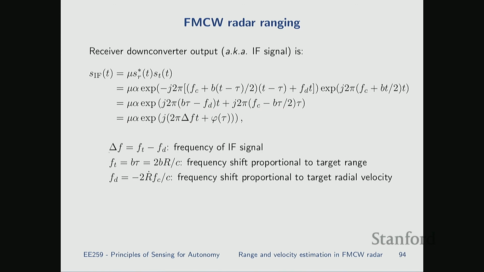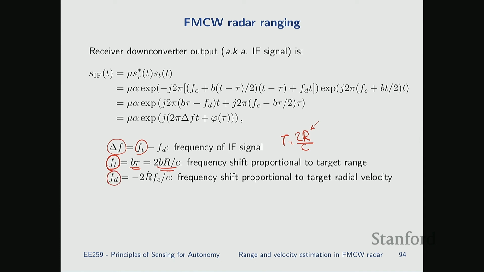So delta f has two contributions. There is some f sub t that depends on the target range, or basically the round-trip time of flight. This f_t is your slew rate times tau, and we know that tau is 2R over c, where R is the range and c is the speed of light. So this f_t basically determines the range, right?